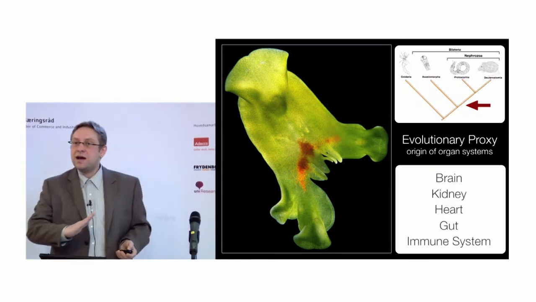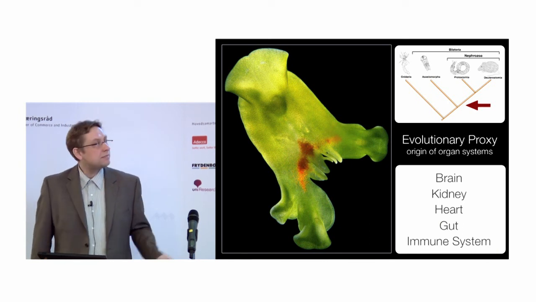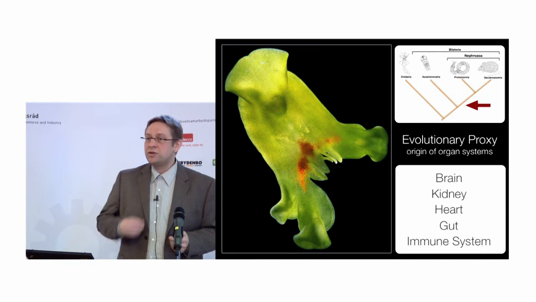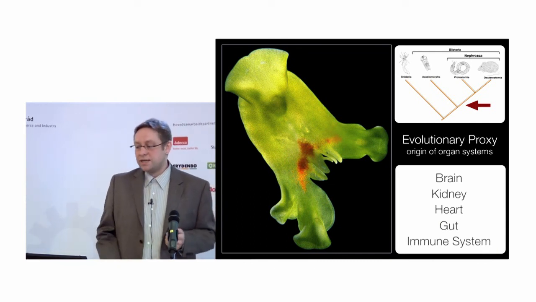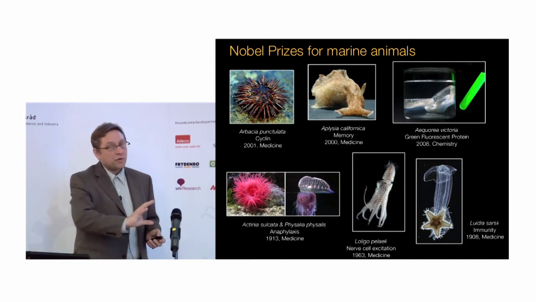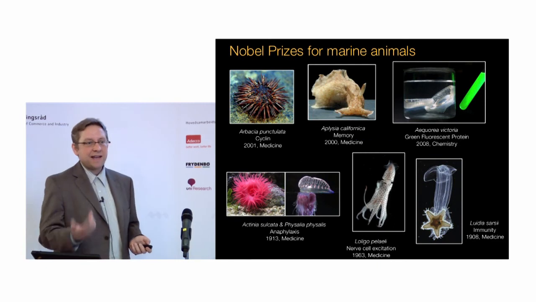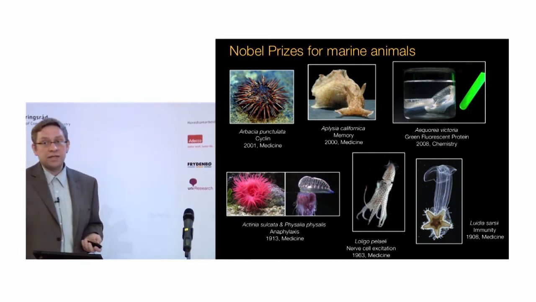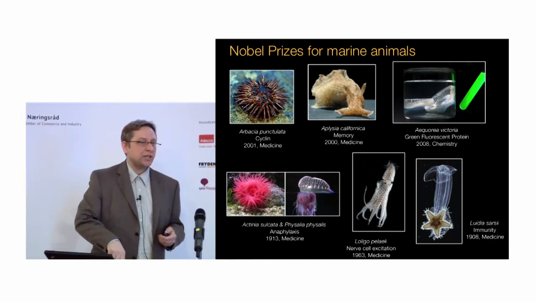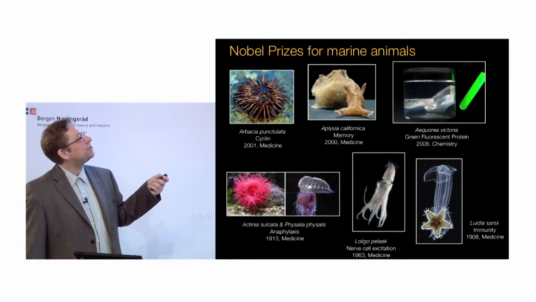Then, as I said, they are early in evolution, so you can study the evolution of important organ systems like brain, kidney, heart, gut, and also the immune system, so the origins of these organs in us humans. And to just show that marine animals can help us humans with some aspects, I show you some marine animals which, let's say, won the Nobel Prize. Of course, everybody knows these are researchers who get it. But in this case, I think it's allowed to say it.